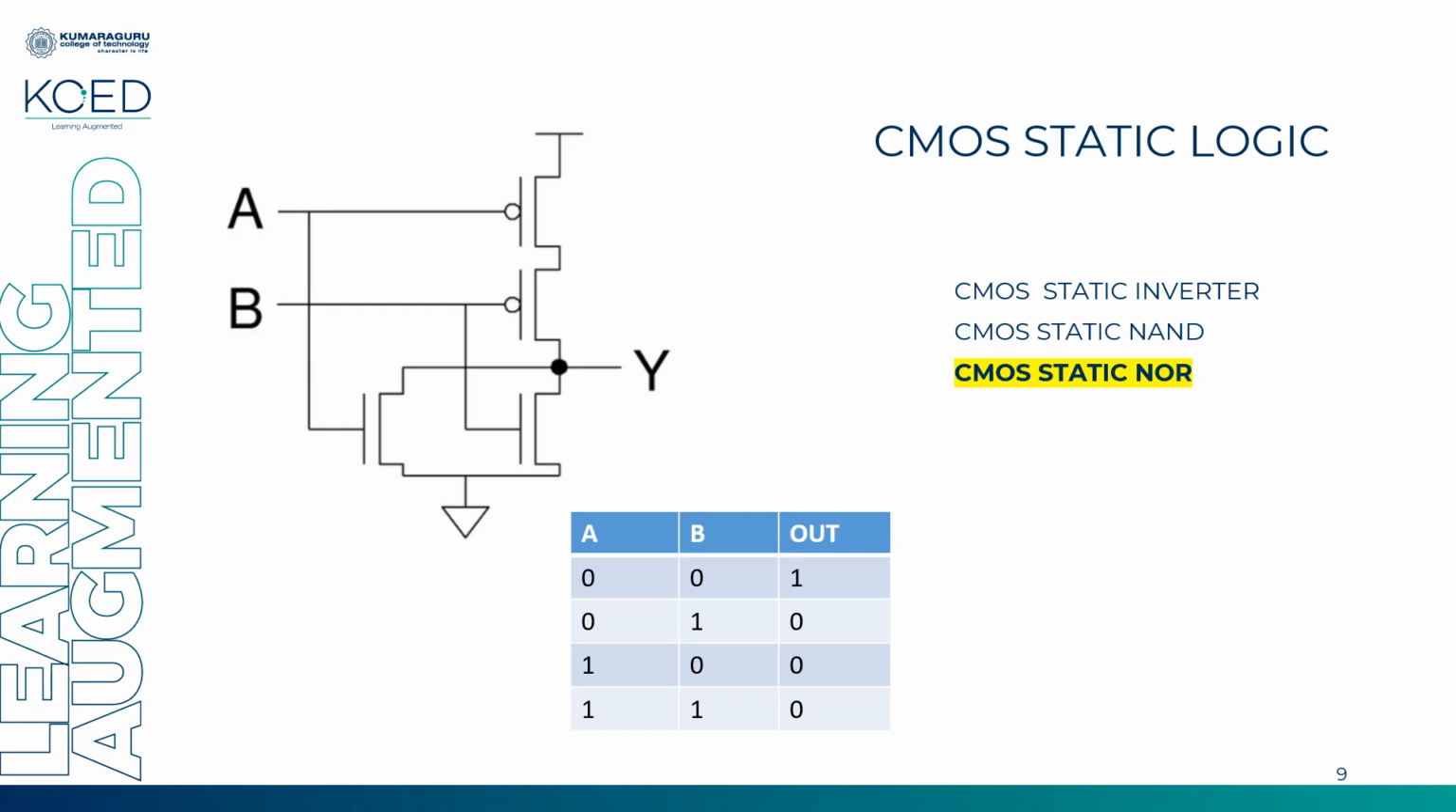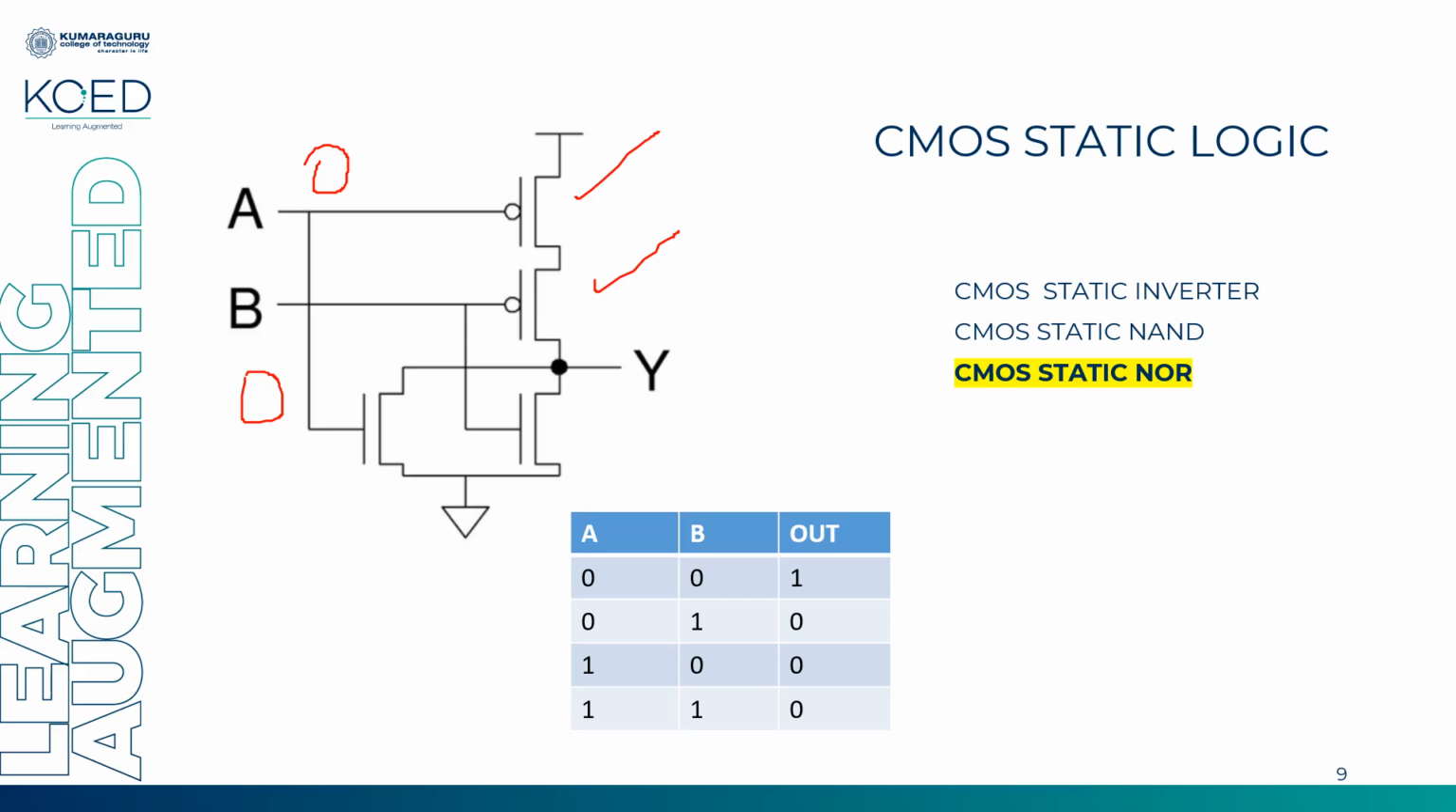Now first combination. A is 0, B is 0. Both the zeros will turn on both PMOS. Both of these will remain in off condition. So you have a path from supply to output. My output is 1.